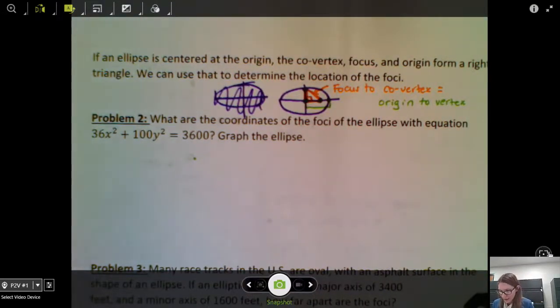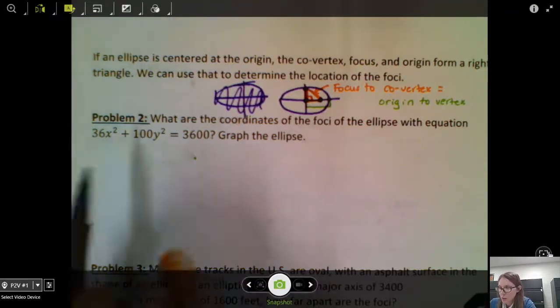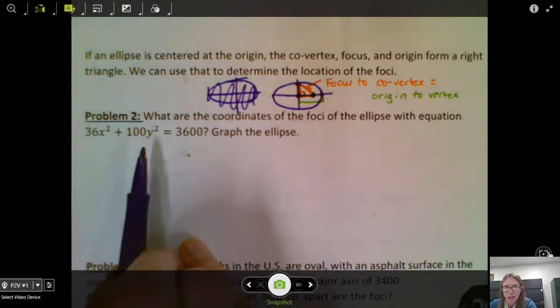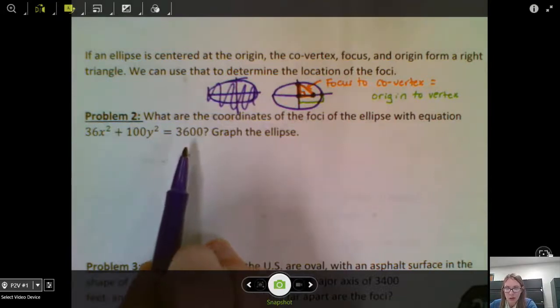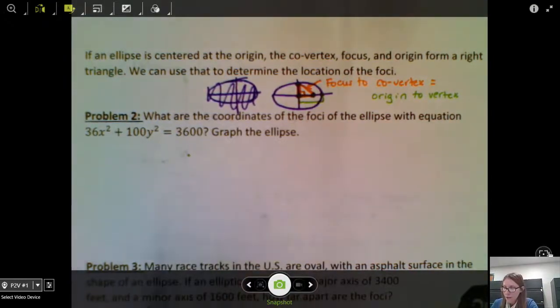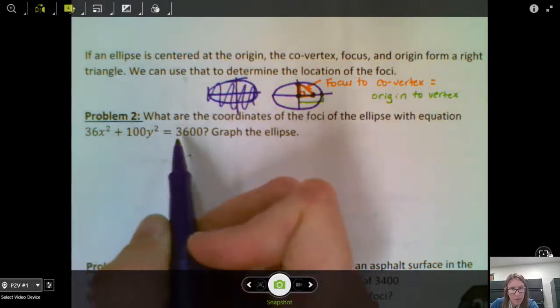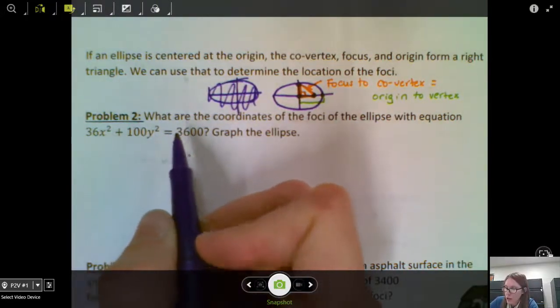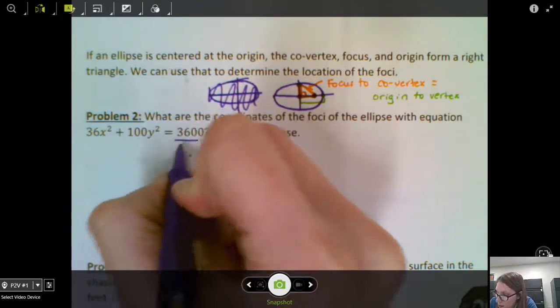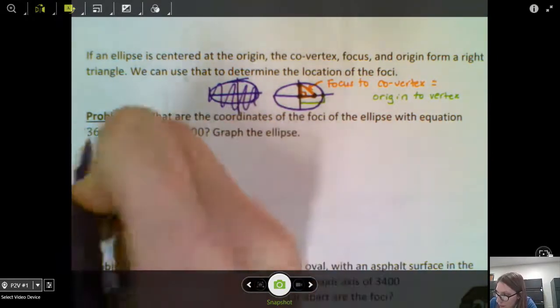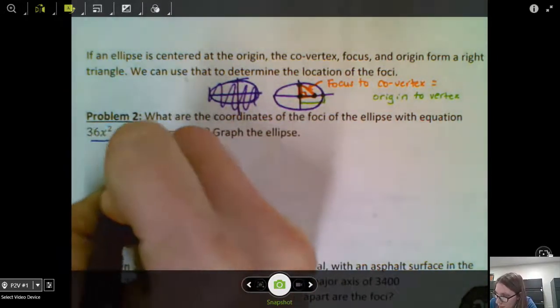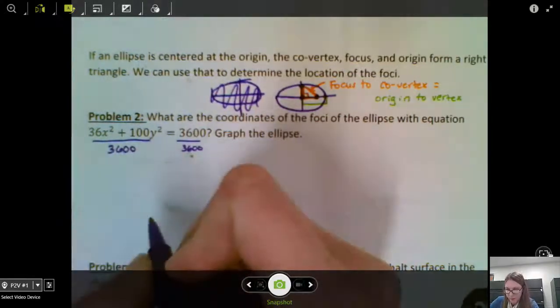All right, so let's see this in practice in example 2. What are the coordinates of the foci of the ellipse with equation 36x squared plus 100y squared equals 3,600, and then graph the ellipse? First of all, our equation for our ellipse is not in standard form right now because in standard form for an ellipse, our equation has to equal 1. So before we do anything else, let's divide both sides of our equation by 3,600.